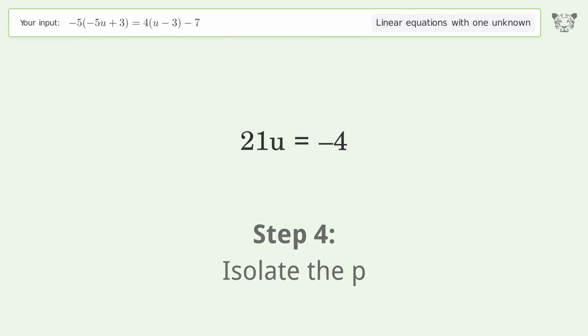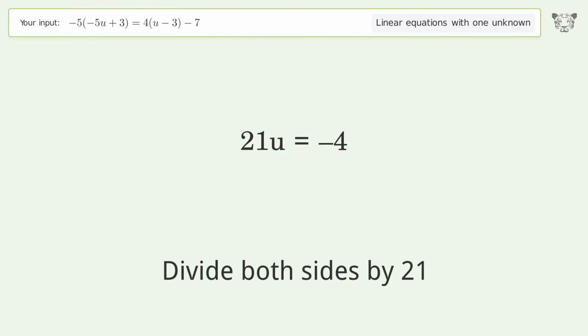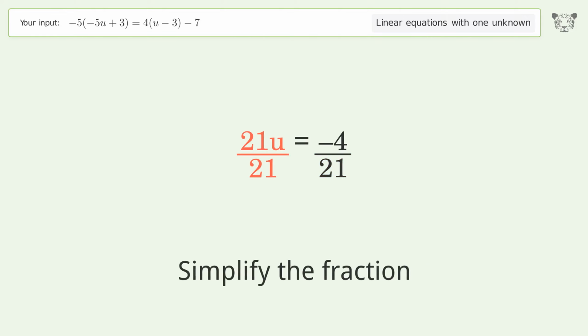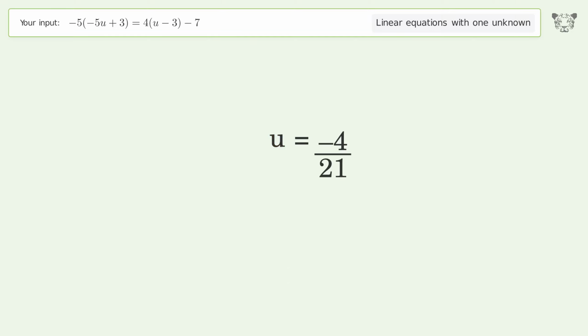Isolate the u. Divide both sides by 21. Simplify the fraction. And so the final result is u equals -4/21.